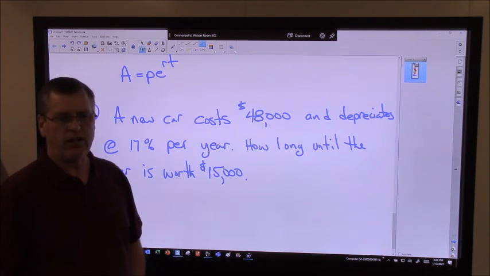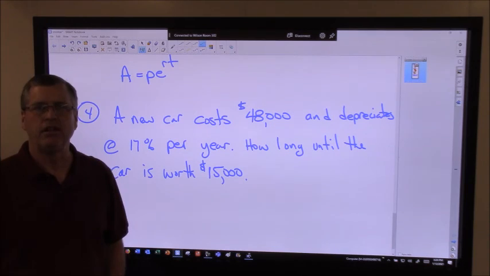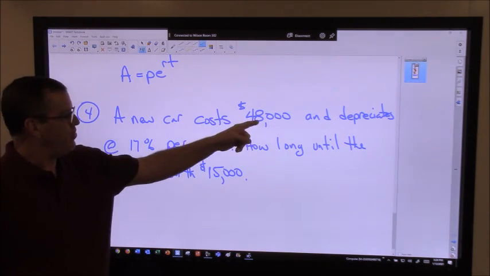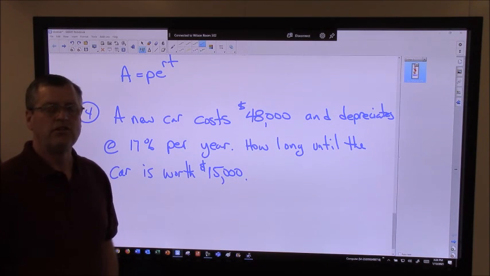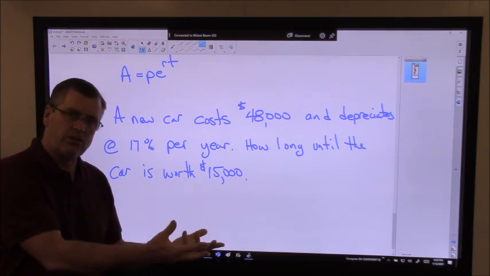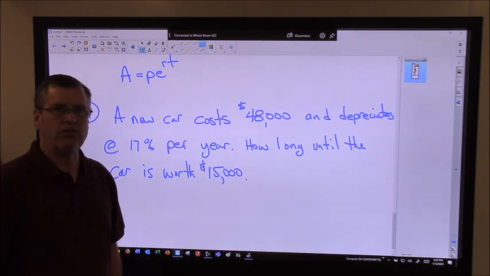My wife drives a Honda Pilot. We like it. It's a nice car. It's comfortable. It's a good ride. But a new one today costs about $48,000. So if we ever decided we wanted to replace our Honda Pilot, I don't want to spend $48,000. Forget it. No way. It's too much money.